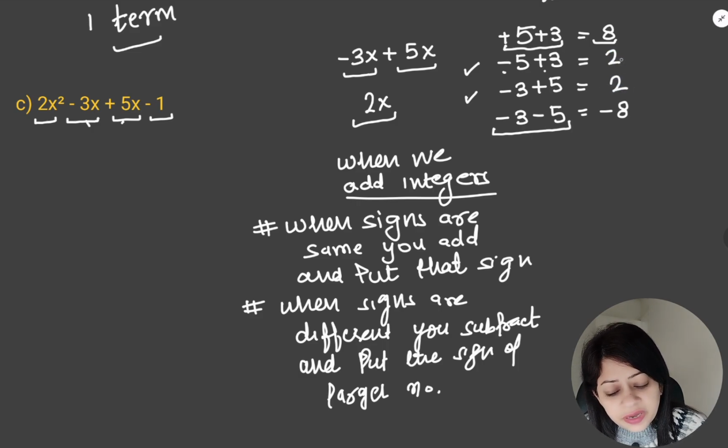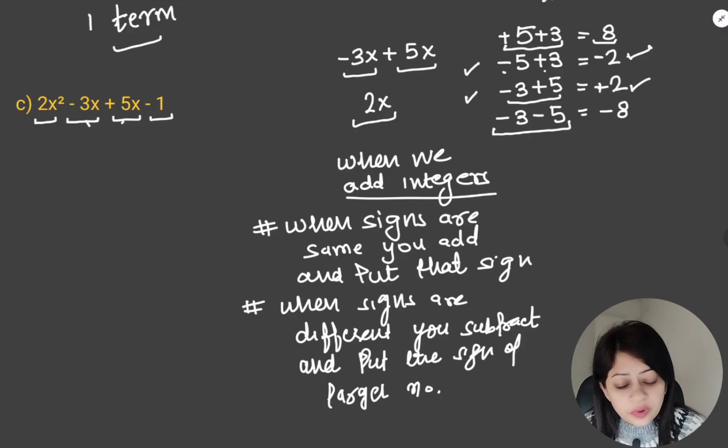In this case, if I see, the larger number is 5, right? What is the sign of 5? Negative. In this case, if I see larger is 5, what is the sign of 5? Positive. So answer is plus 2. Are you getting my point? Okay, we will do it further as well.